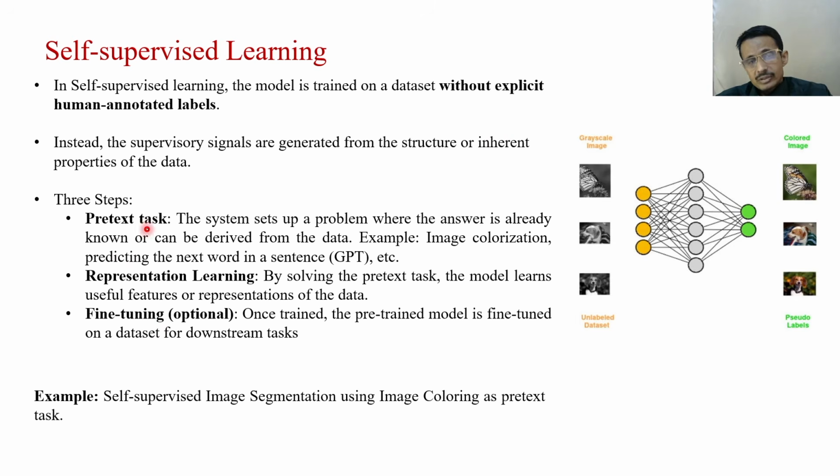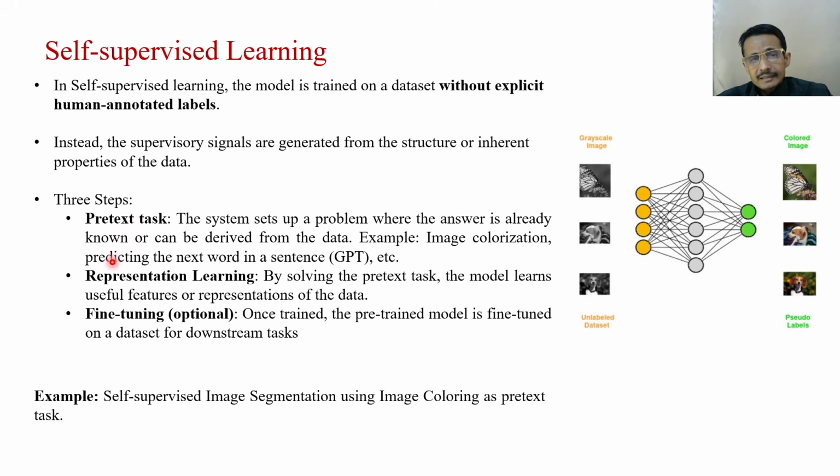One is the pretext task, where the system sets up a problem whose answer is already known or can be derived from the data. By virtue of this problem and the corresponding known answer, we can get some idea about the structure or inherent properties of the data. For example, image colorization may be a pretext task. We will see how it can be done.